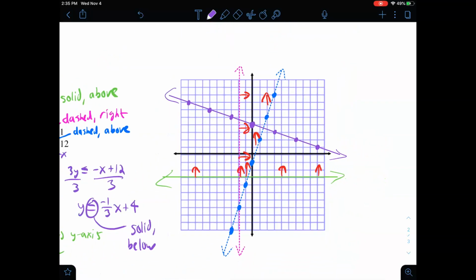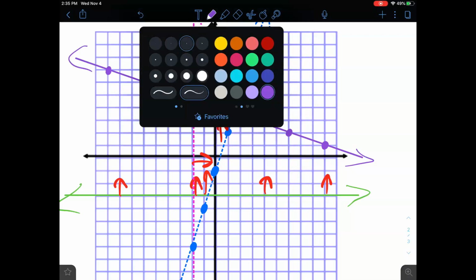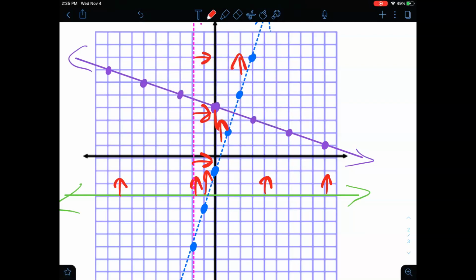It might be good to use different pen colors here. And now it's below, so we've got to be to the right of the pink line, above the green line, above the blue line, and below the purple line. So you can see it's all going to be in this area right here. I'll shade this all in. You can see it's just this shape right here.